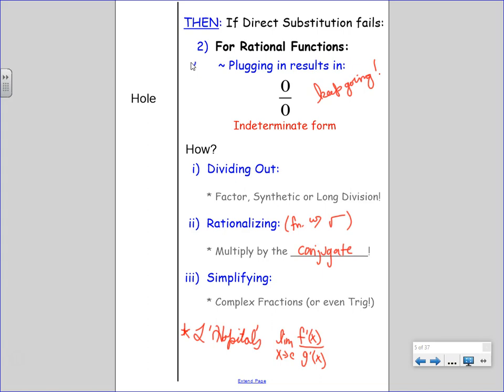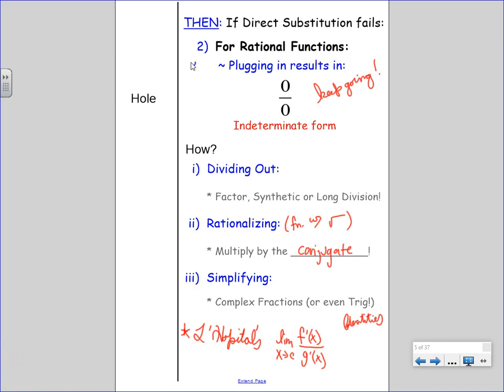And if you have complex fractions or even trig, you might need to simplify. Now, complex fractions, we know how to simplify. How would you simplify trig? Unit circle, maybe, if it's something where you're plugging in, but trig identities is what's going to be a little bit more abstract because you might not recognize it. Trig identities. Okay? And then, yes, L'Hopital's, of course, we know that's a thing.